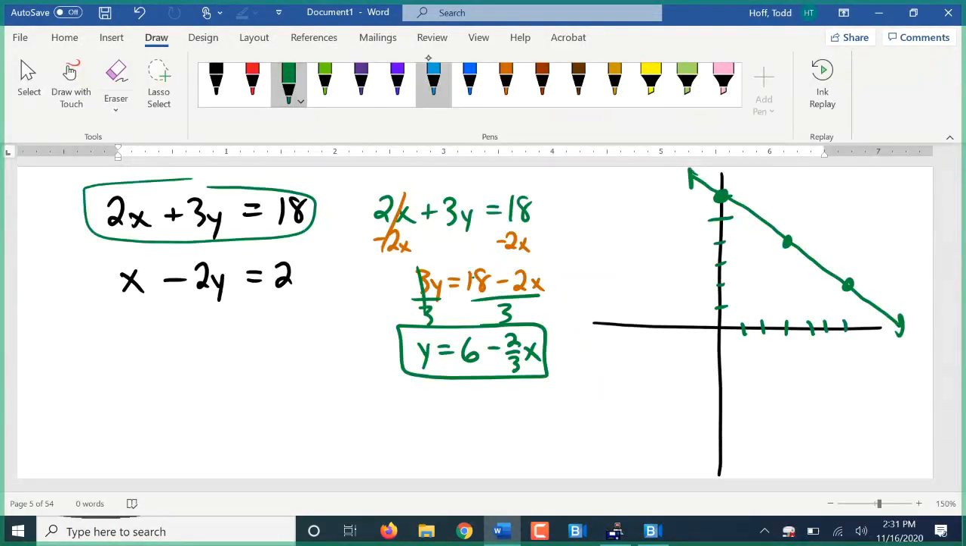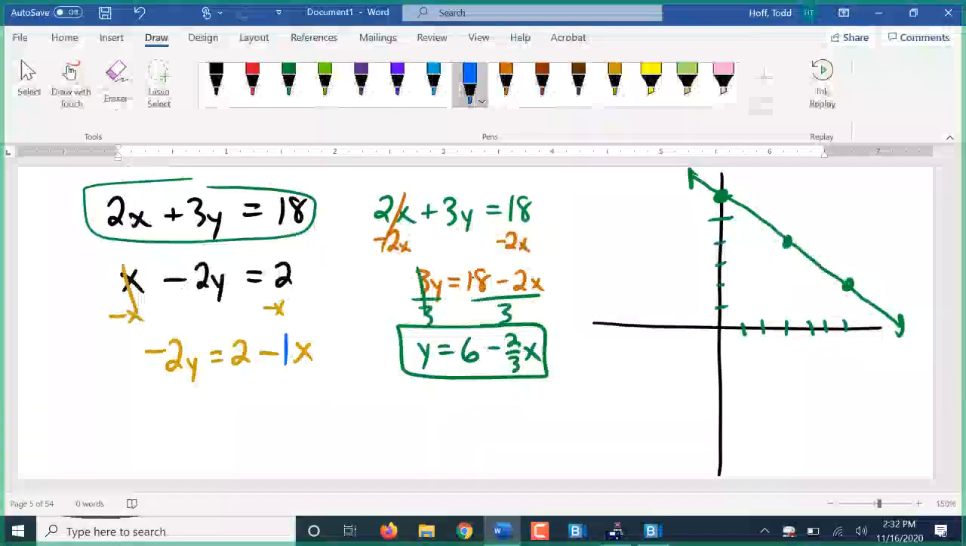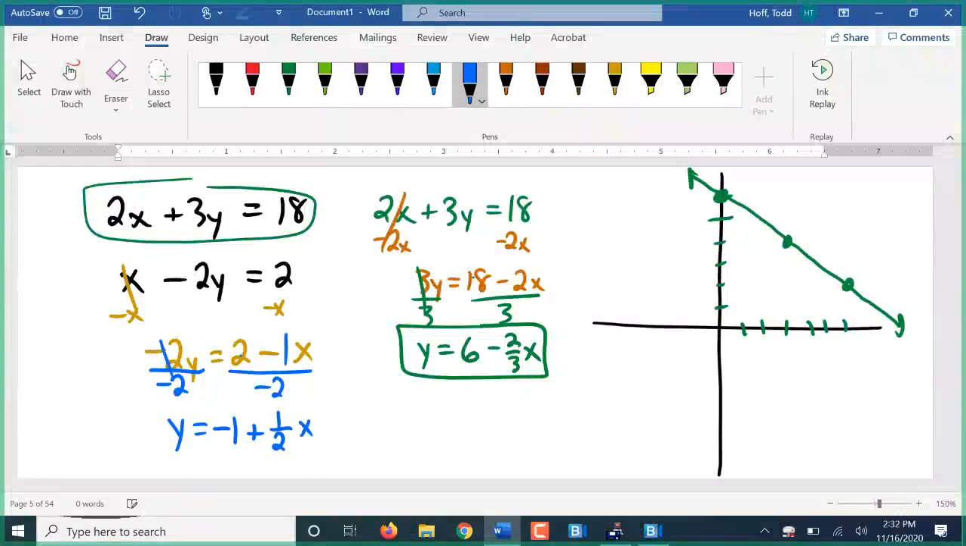For our second equation here, we know that we need to get y by itself again, so we're going to subtract x. Gives us negative 2y equals 2 minus x. Now remember, we think of this as a 1x when we divide here. We're going to divide by negative 2. We get y equals 2 divided by negative 2 is a negative 1. Negative 1x divided by negative 2. Well, negative divided by negative is a positive. 1 divided by 2 is just 1 over 2, and then we put the x on there.